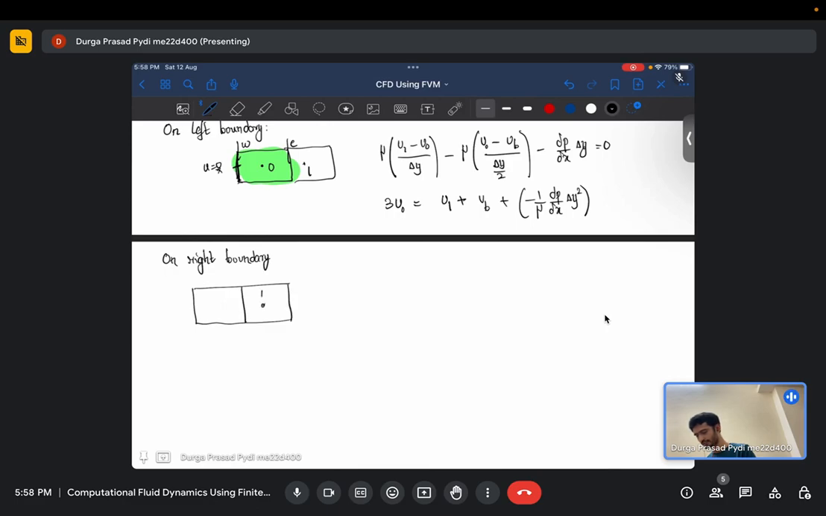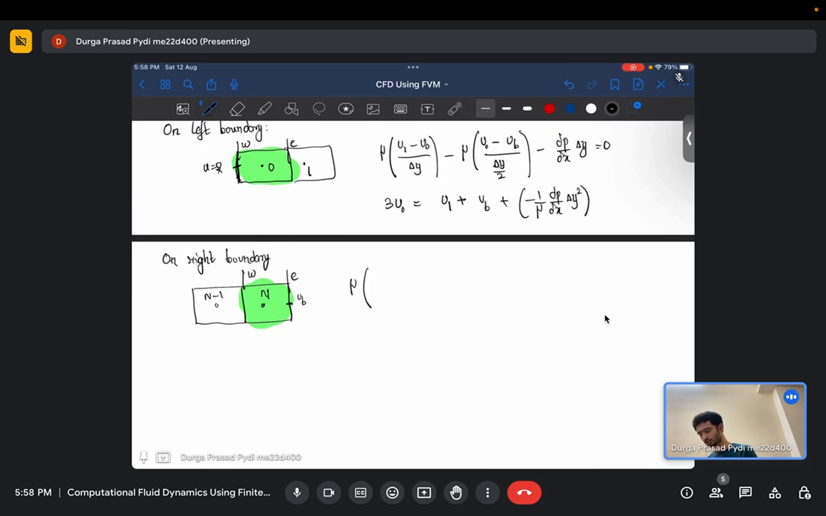So this will be your final cell. So this is your last but one. So I am writing the discrete equation for the nth cell. This boundary value is something I already know. So the equation will be like mu times, on the right boundary on the east face. This will be my east face and this will be my west face.